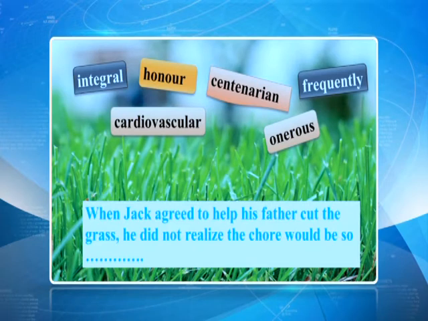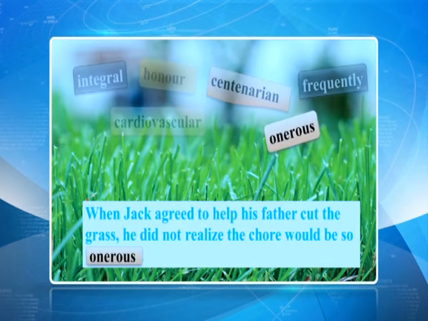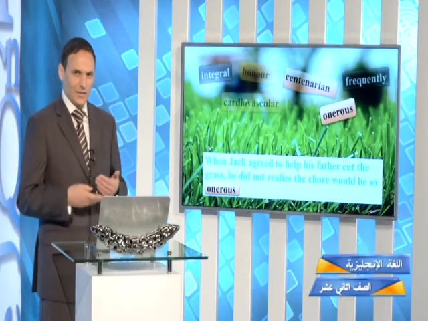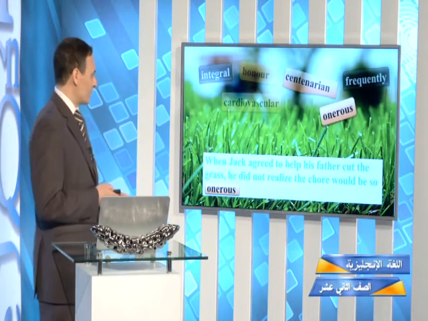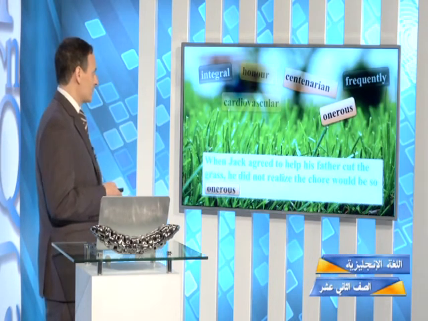Next sentence, when Jack agreed to help his father cut the grass, he did not realize the chore would be so what? You need an adjective in here, and you have three adjectives to choose from, and we excluded one, which is cardiovascular. So what is the best answer here? It is the word onerous. When Jack agreed to help his father cut the grass, he did not realize the chore would be so onerous. He thought it's going to be an easy task, something that he will do very, very easily. But it turned out to be something very onerous and difficult.